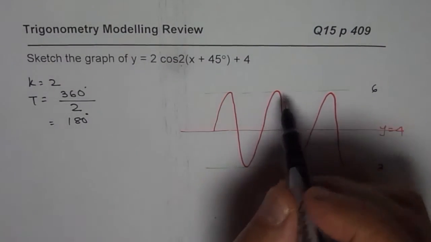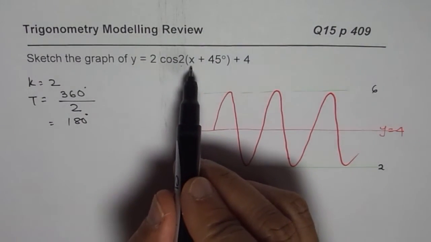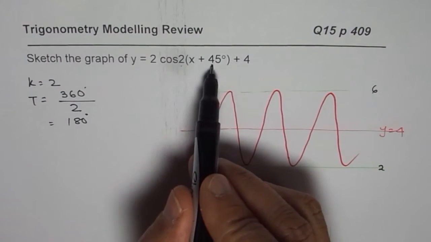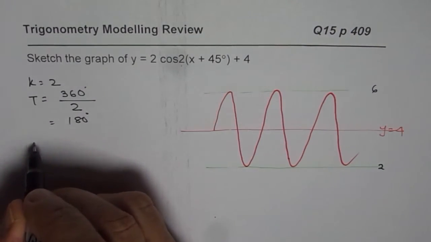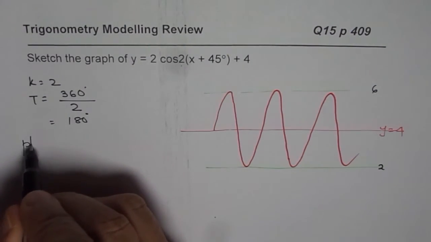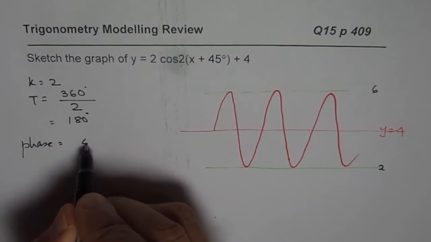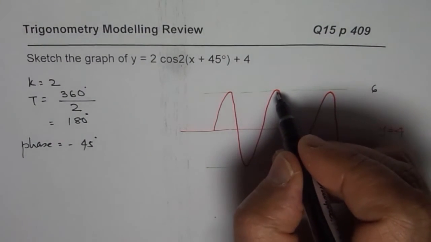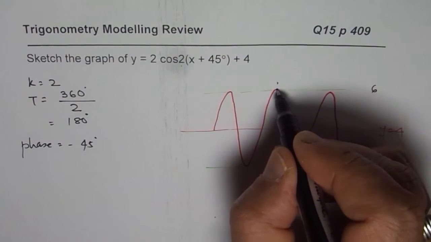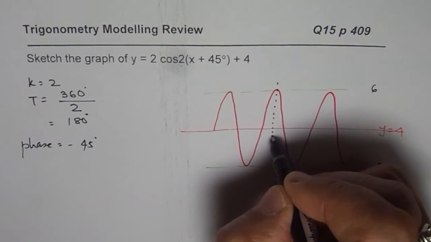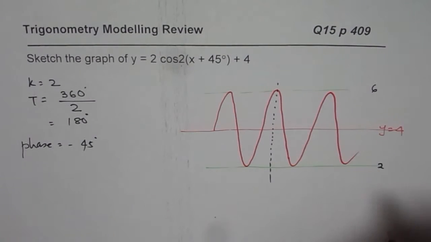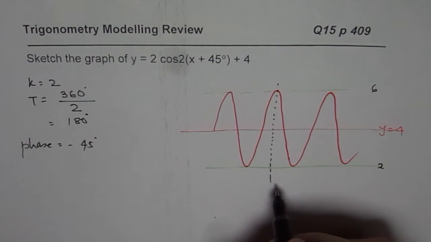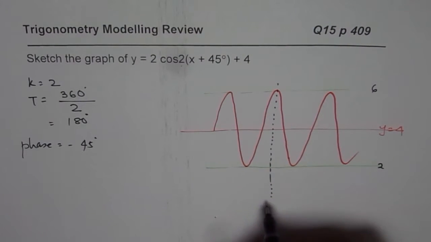Now the other thing is the phase shift of 45 degrees. So phase shift is 45 degrees, and it is minus 45 degrees. It is left. So the cosine graph actually starts at minus 45. Do you understand? So it starts at minus 45. Okay, so this one is at minus 45 degrees.